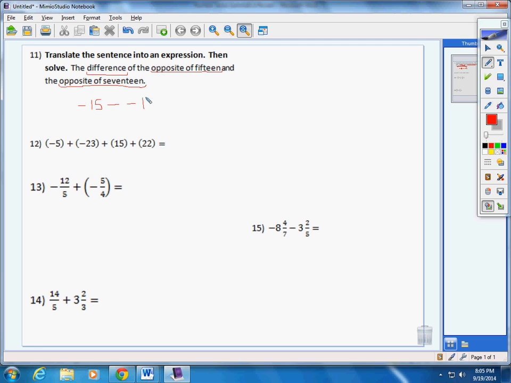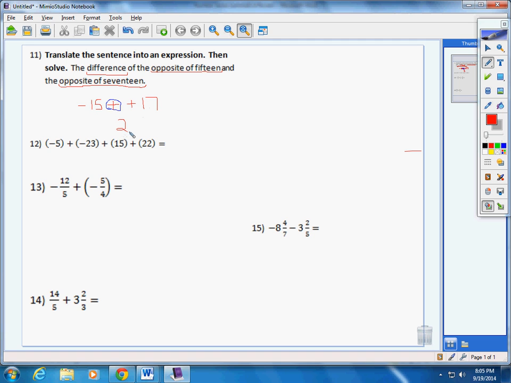negative 17. So we're finding, and let me switch colors here, we're finding the difference, that's why we have this subtraction sign right here. The difference of the opposite of 15 and the opposite of 17. What happens when we're subtracting a negative? You guys know two negatives make a positive, so we're left with negative 15 plus 17.